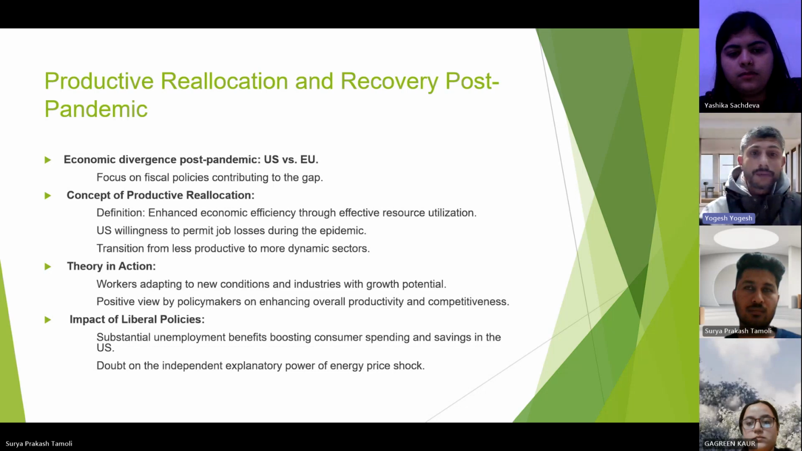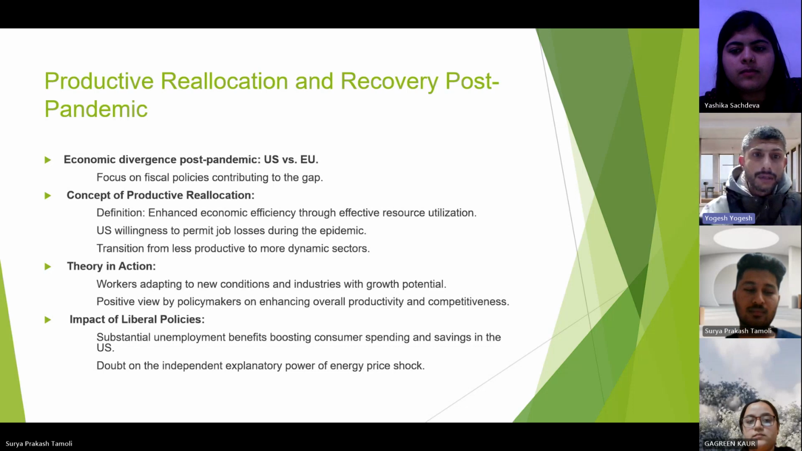According to the theory of productive reallocation, over time, the labor and resources freed up tend to flow into industries with greater growth potential. Changes in consumer behavior, global demand, or technological advancement could stimulate job growth in emerging markets.